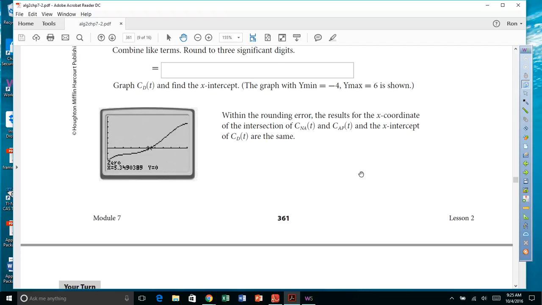So what do we got here? Graph C of t and find the x-intercept. The graph with y min equals negative 4 and y max equals 6 is shown. With the rounding error, the results for the x-coordinate and the y-coordinate are the same. And x is 5.349. Right, good.